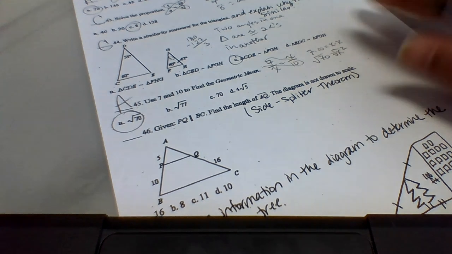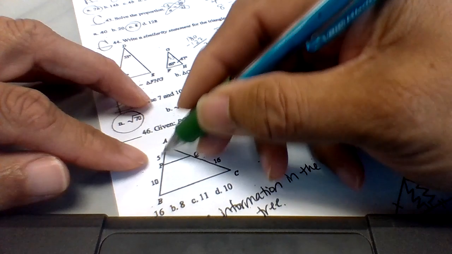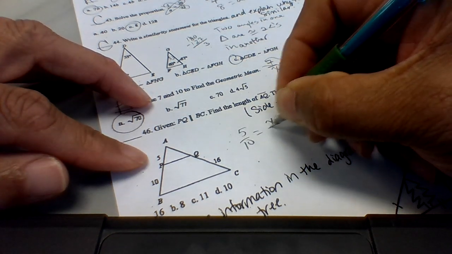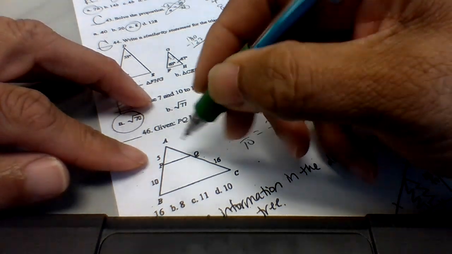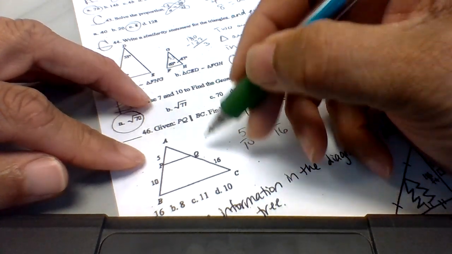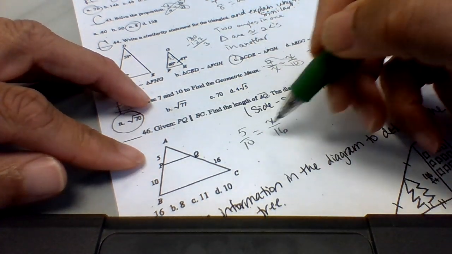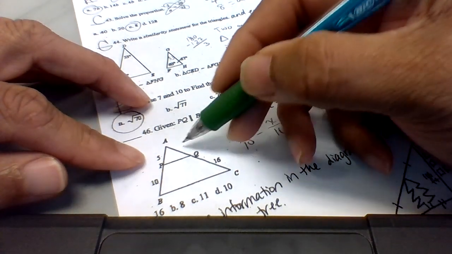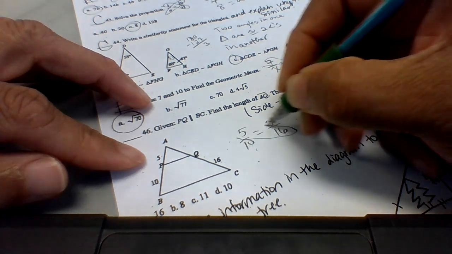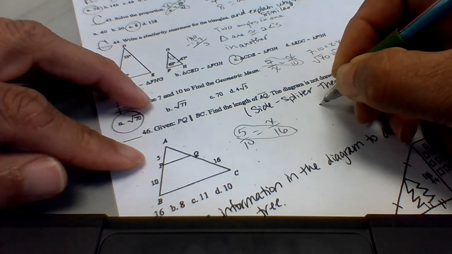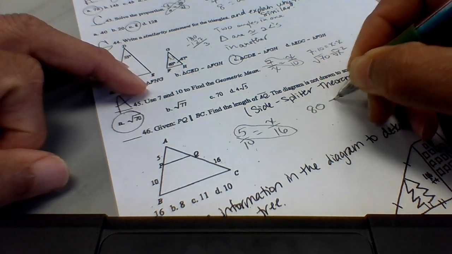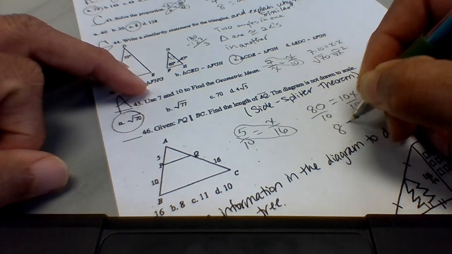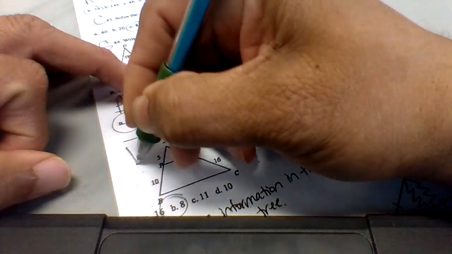Side splitter. So if you go up and down, 5 over 10 is equal to X over 16. You could go 10 over 5 is equal to 16 over X. However you start here, you got to go the same way here. So top, bottom, top, bottom. Cross multiply. So 80 is equal to 10X. Divide both sides by 10. 8 equals X. B.